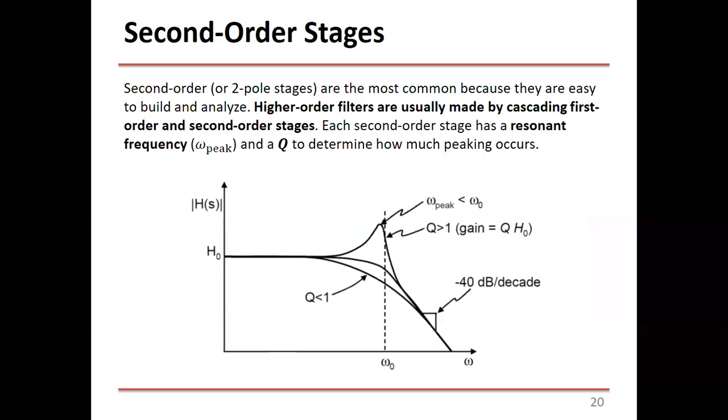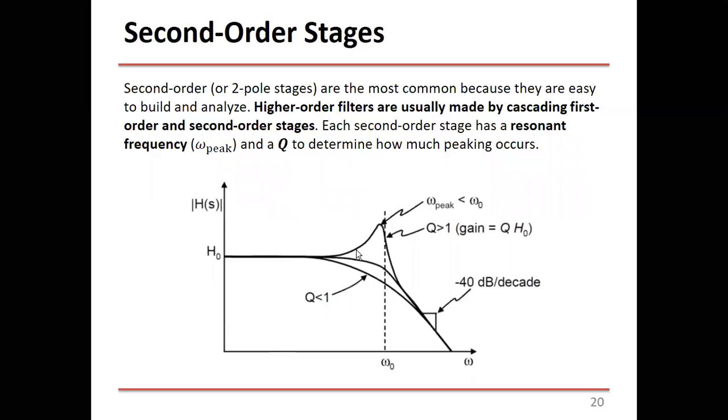Okay, now we look at the design of a second order. As I said, to make higher order filters, you need to cascade second and first order. If you need a 7th order filter, you cascade 3 second order with one first order. We learned how to do the first order filter. Now we are going to learn how to design and implement a second order stage.